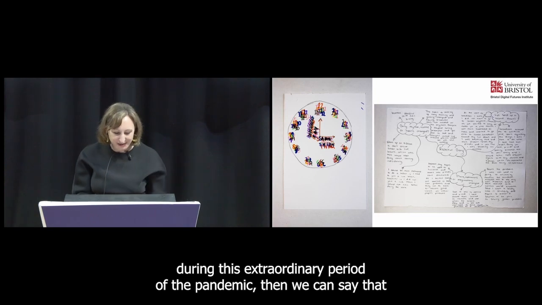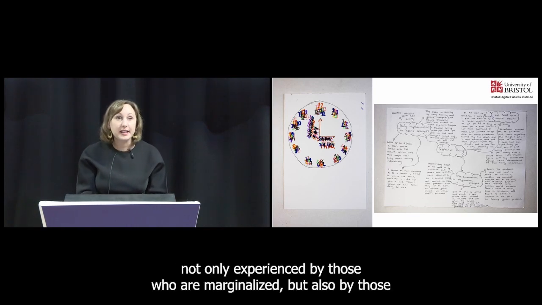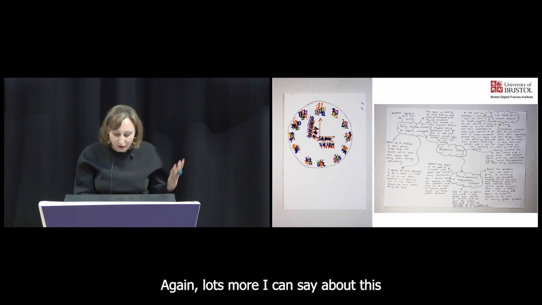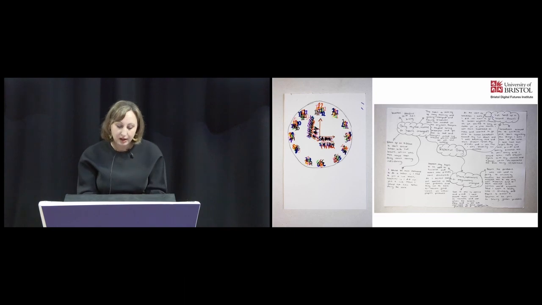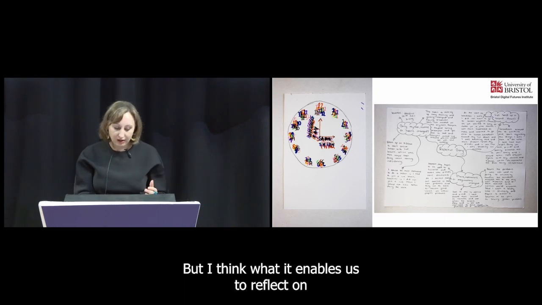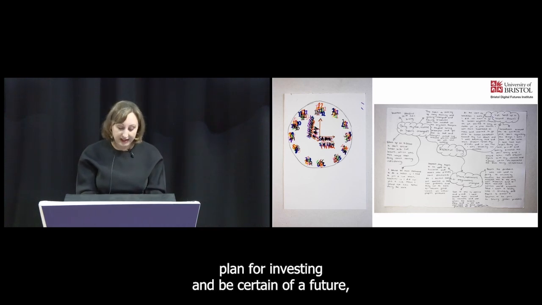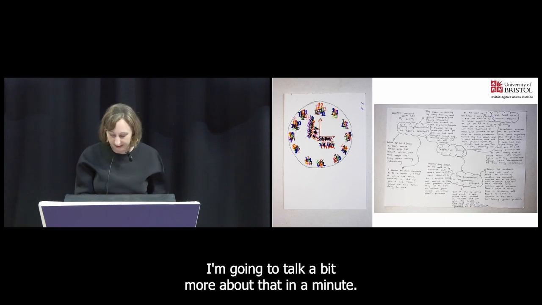So during this extraordinary period of the pandemic, we can say that the condition of not being able to imagine the future became much more widespread, not only experienced by those who are marginalised, but also by those in more secure positions. Again, there's lots more I can say about this, and lots more relations with futures were talked about. But I think what it enables us to reflect on are those questions about who is able to imagine, plan for, invest in, and be certain of a future, but also how we can explore these questions empirically. I'm going to talk a bit more about that in a minute.